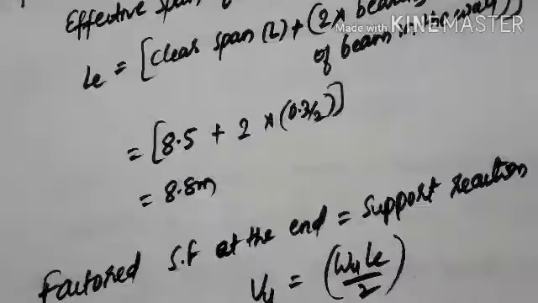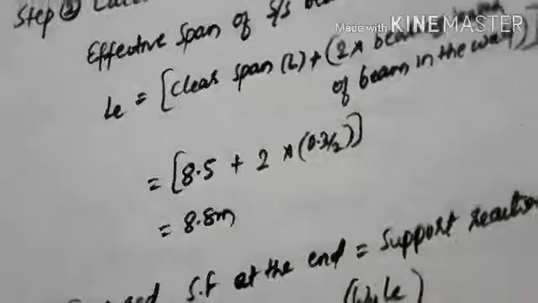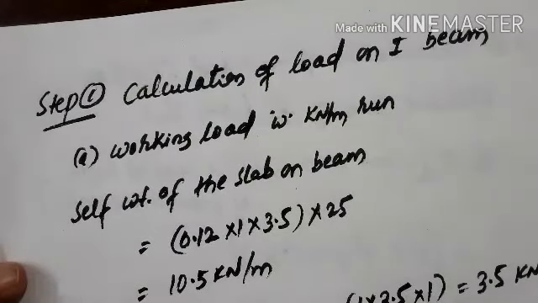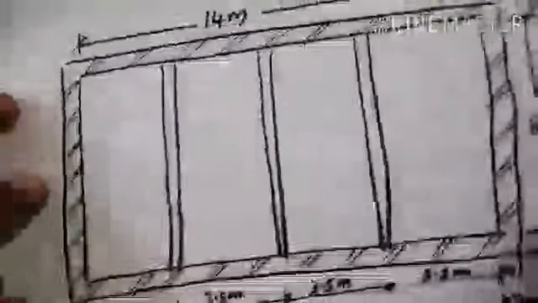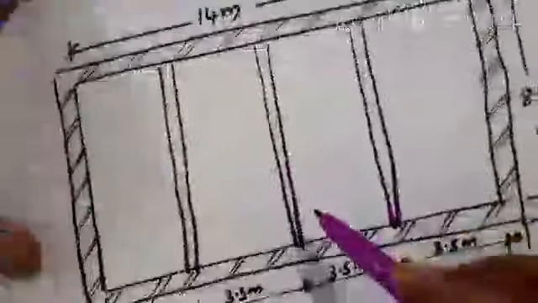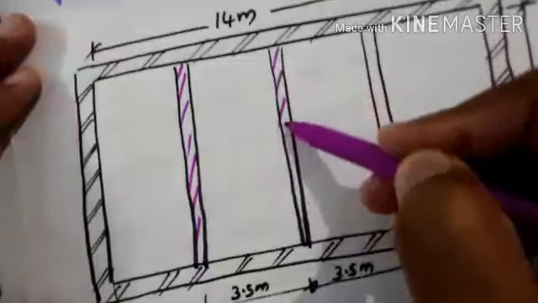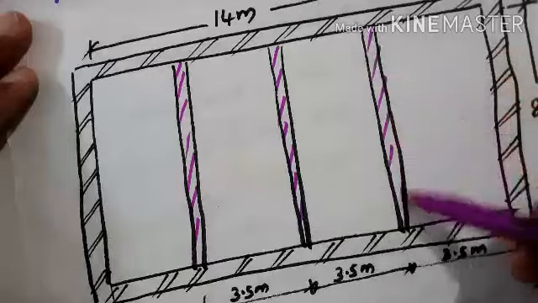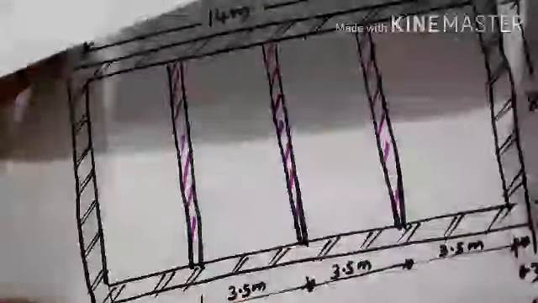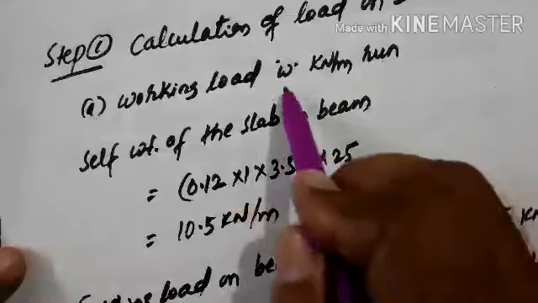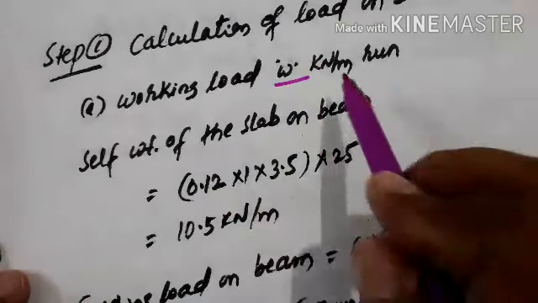So in step 1, first you have to calculate the load on the I-beam. These are the beams, and you have to calculate the load on these beams. First, the working load W is to be calculated in kilonewton per meter.